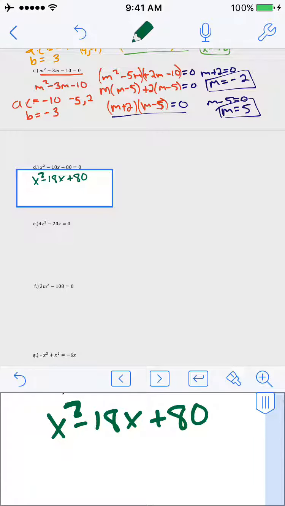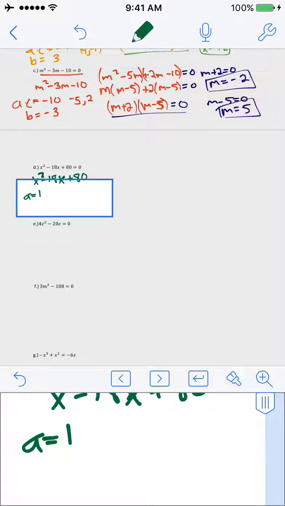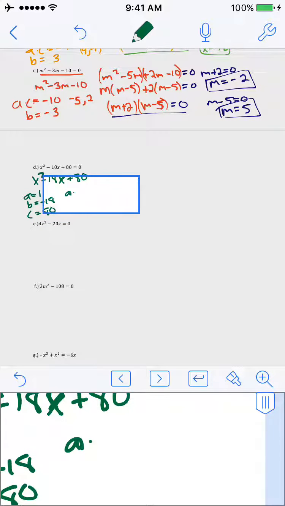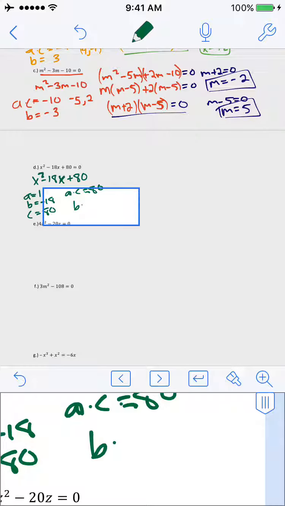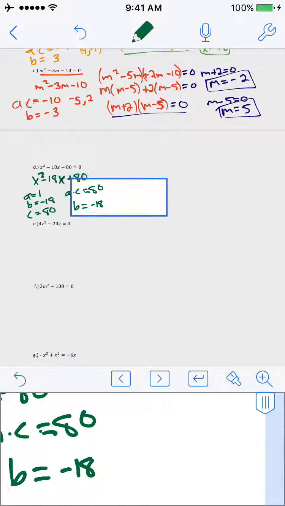Okay, alrighty. See, a times c, well, a is equal to 1, b is equal to negative 18, c is equal to 80. A times c is equal to 80. B is equal to negative 18. Alrighty, two things that multiply to 80, add to negative 18. Ooh, double whammy here because it's negative. So negative 8 and negative 10 will do that.